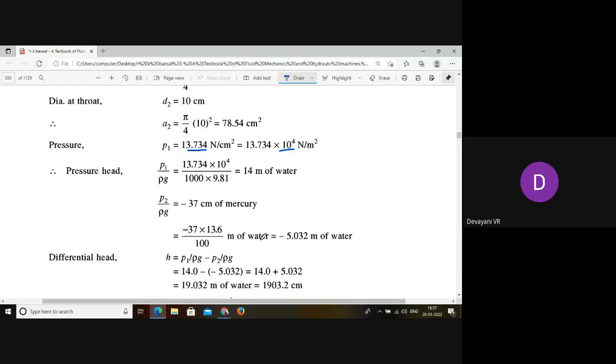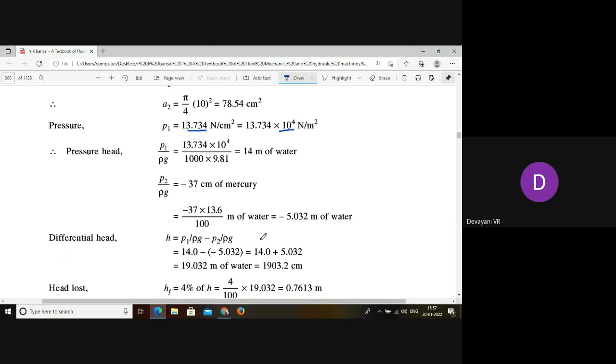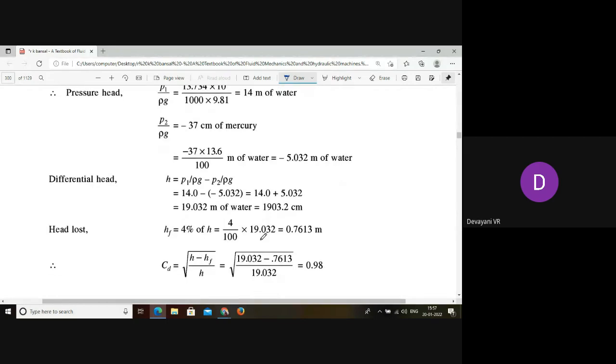Now let's calculate the differential pressure head from section 1 to section 2. We know the differential pressure head equation, that is H equals P1 by rho g minus P2 by rho g, isn't it? While deriving that equation, you have already gone through this differential head, that is H equals P1 by rho g minus P2 by rho g.